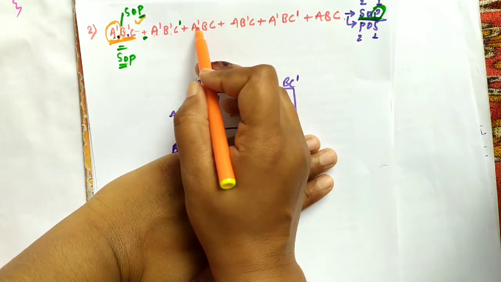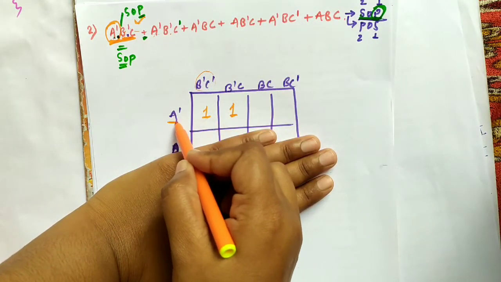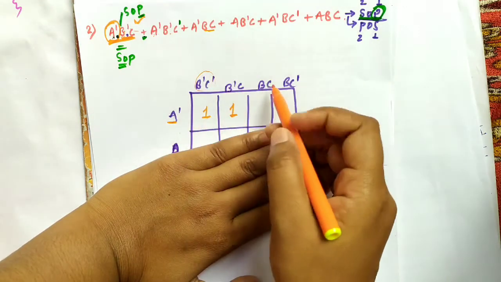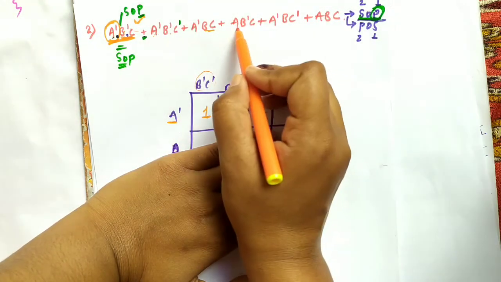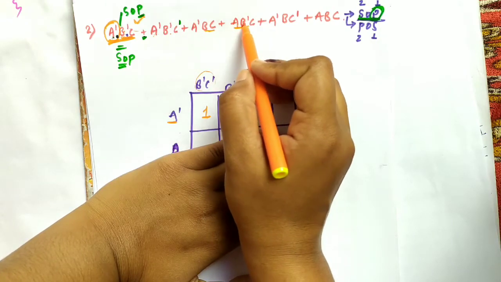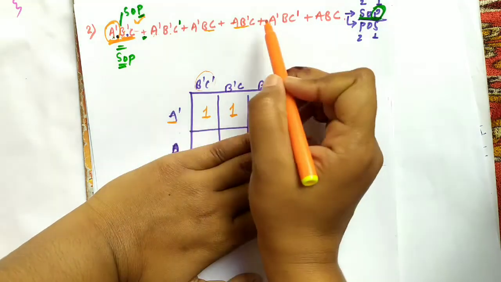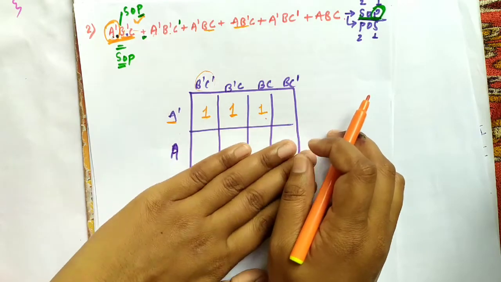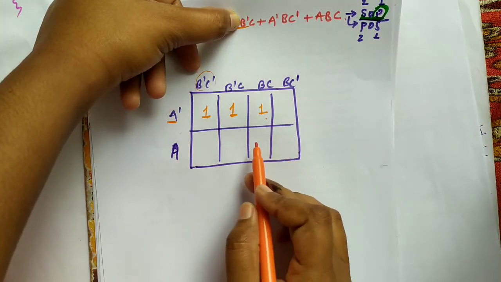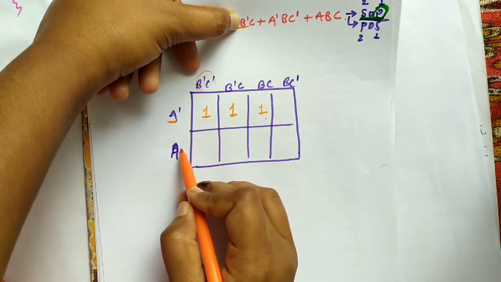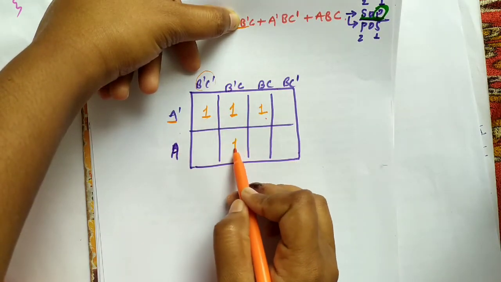The next one is A dash, BC. Here is A dash and BC, BC here is the 1. So we have to write A dash, BC in this place. Then A B dash. A B dash, that means second row, B dash C. This is the second column. In second row, second column we have to write 1.